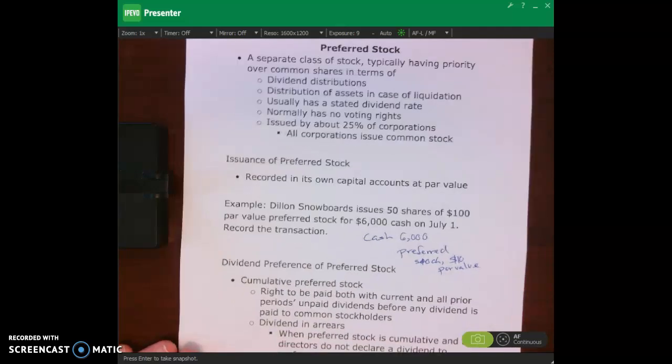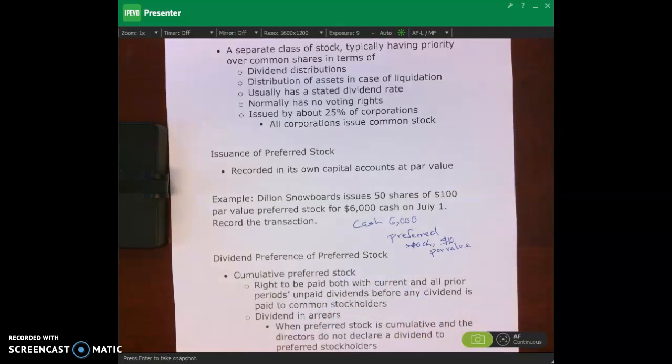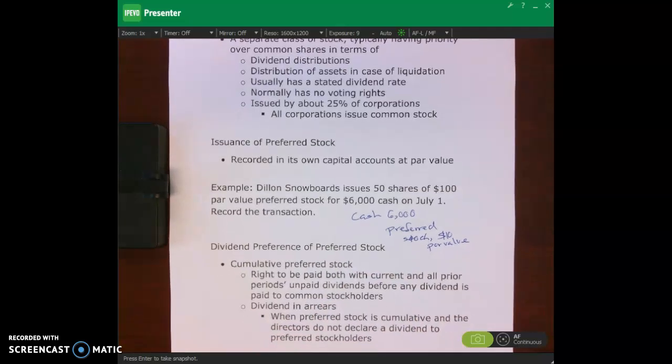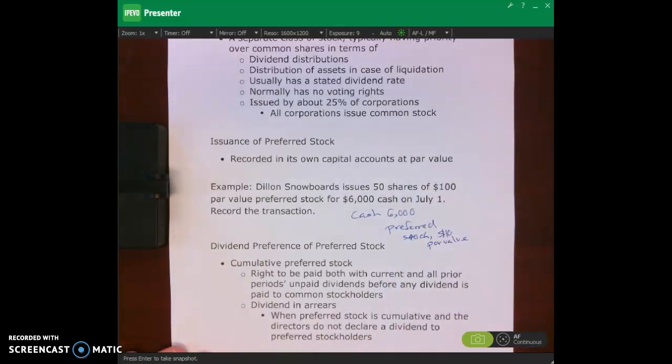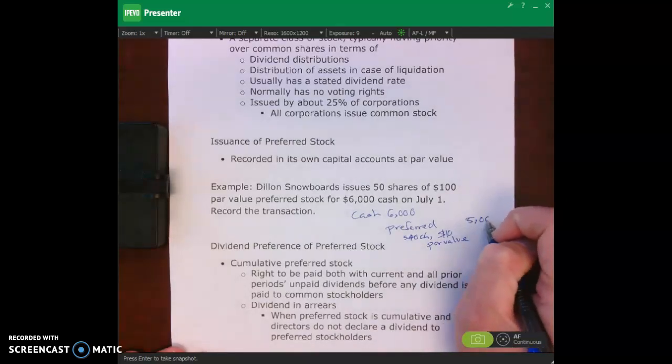Remember, $100 par value is only done for teaching purposes. That's not real par values. Par values are much, much lower. Okay, I just want to make sure of that, but sometimes it just makes it easier to teach. Okay, so we have our 5,000 right over there.